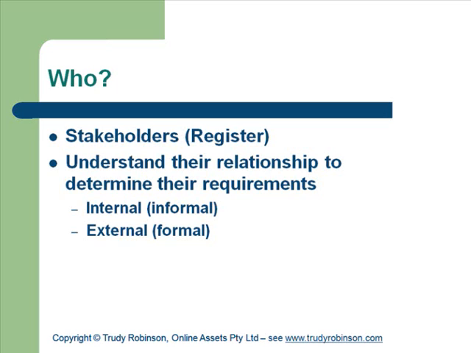So we have to understand their relationship to determine their requirements, but you also have informal and formal means of communication. Usually for internal resources within a project, you will have things like emails, informal chats, telephone communications, etc. But if you have a government department or a client that's an external stakeholder, then you would have structured formal communications, where you send out a report once a week, once a month, or whatever it is, so that they know what's going on.